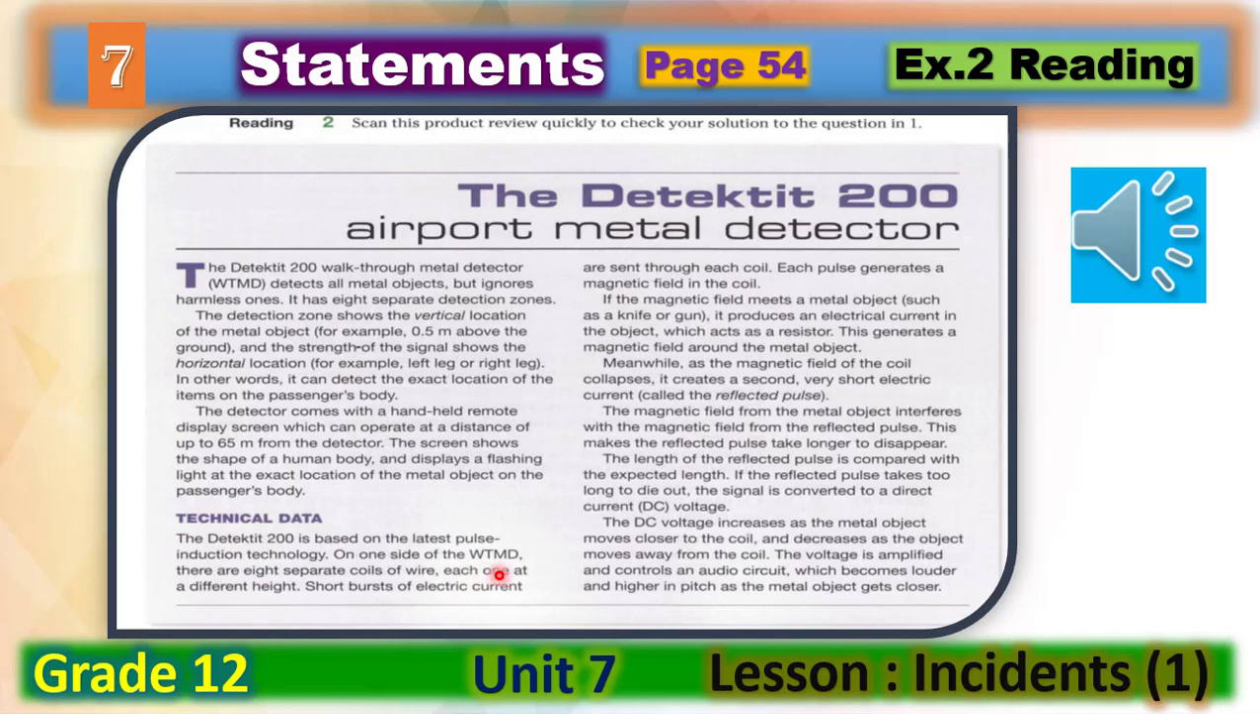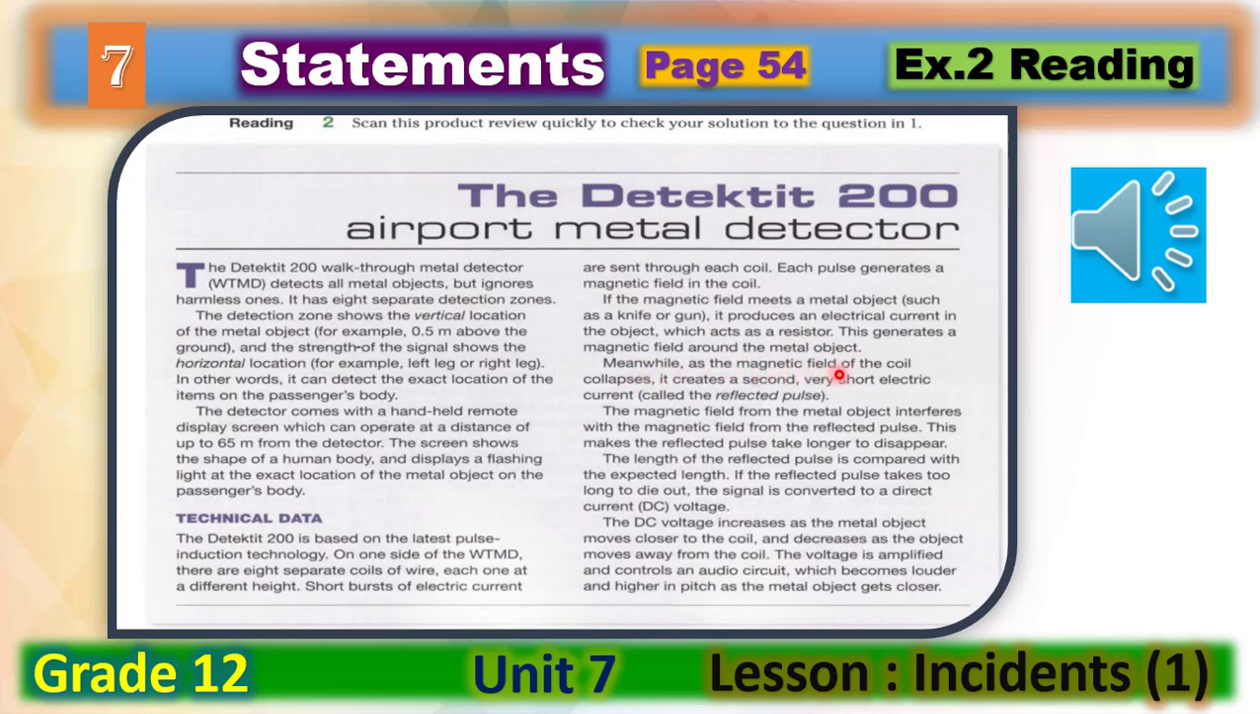On one side of the WTMD, there are 8 separate coils of wire, each one at a different height. Short bursts of electric current are sent through each coil. Each pulse generates a magnetic field in the coil. If the magnetic field meets a metal object, such as a knife or gun, it produces an electrical current in the object, which acts as a resistor. This generates a magnetic field around the metal object.